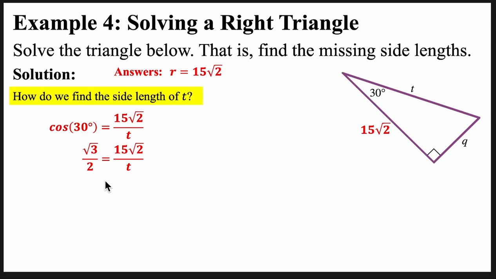Now, to solve for t, well, since we have a fraction equals another fraction, let's cross multiply. T times root 3, you get t root 3 equals 2 times this would be 30 root 2.